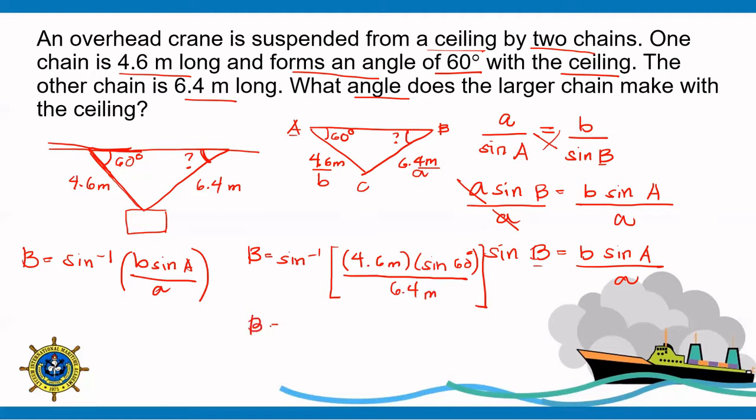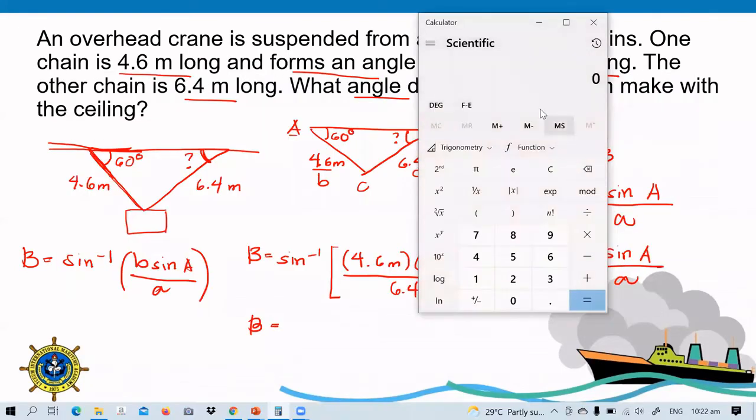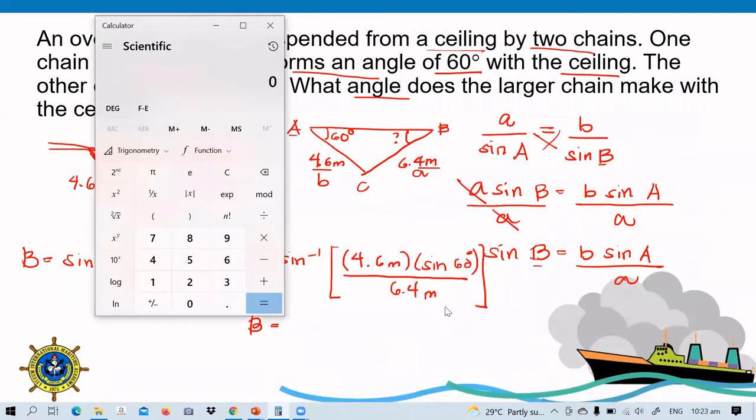So, paano po natin to i-input sa calculator? So, let me show you how it's done. Okay, so sa calculator, ganito po siya. Unahin niyo muna yung angle kung gagamit kayo ng calculator sa laptop. So, this is 60, and then go to trigonometry, press sine, then times 4.6, then press equals. Okay, then before kayo mag-divide sa 6.4, then press equals again.